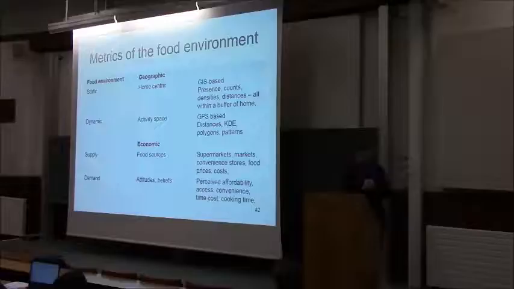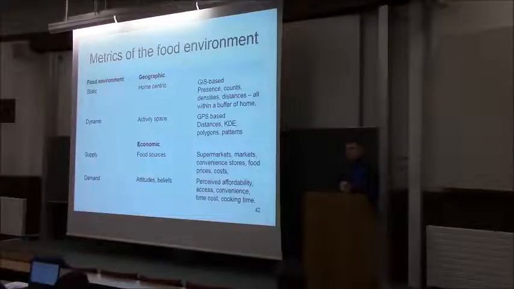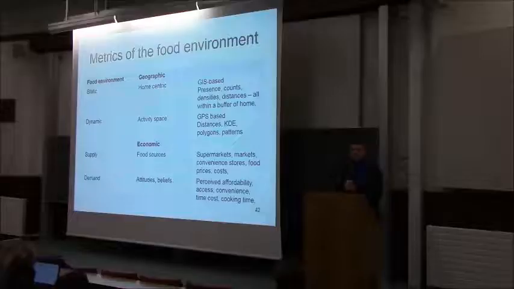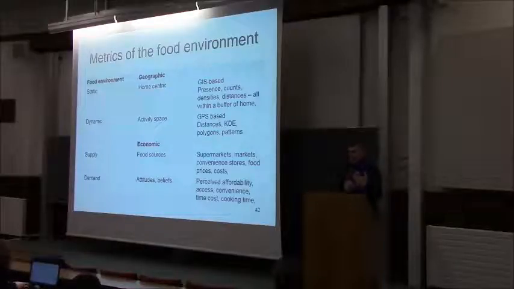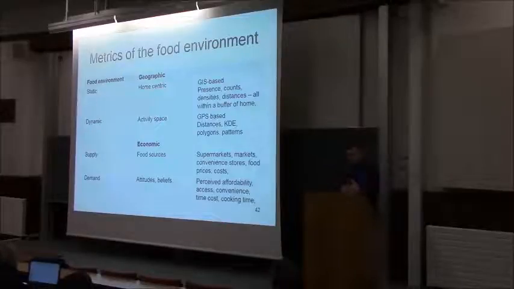For example, here I divide things into supply and demand. The supply will be the food sources, usually stratified by cost. And then the demand, which is the personal attitudes, beliefs, importance of nutrition, and so on. We shouldn't be forgetting about those either. So this is like a 2x2 division: geographic, economic, static, dynamic, supply, demand. It's a way of characterizing the studies that have been done, and most of them in the literature so far will be geographic and home-centric. I think the activity space is still a relatively novel and new technique.